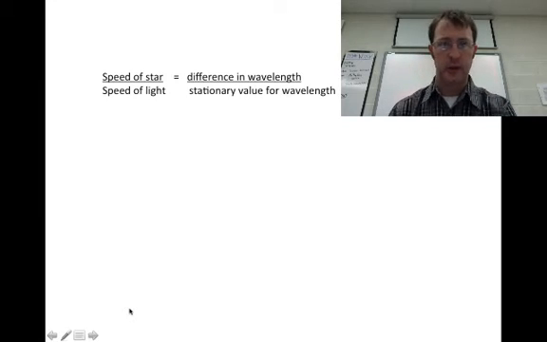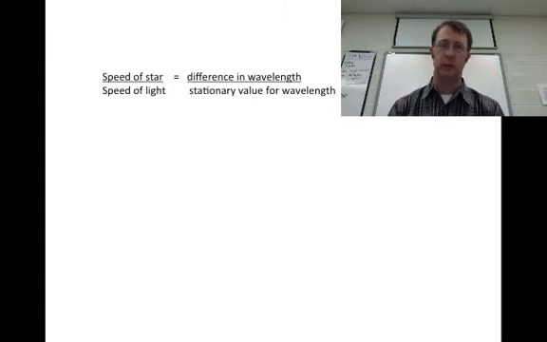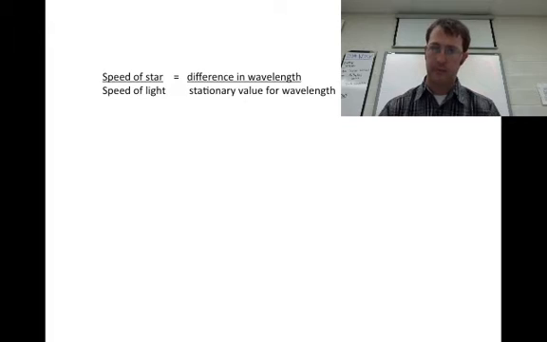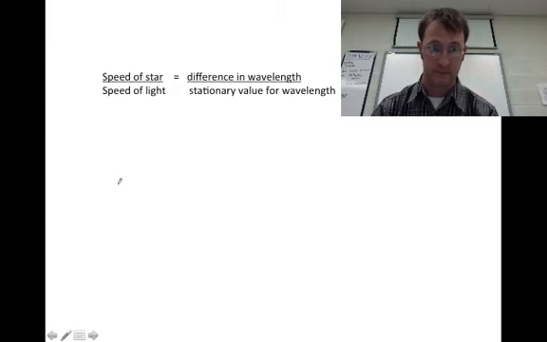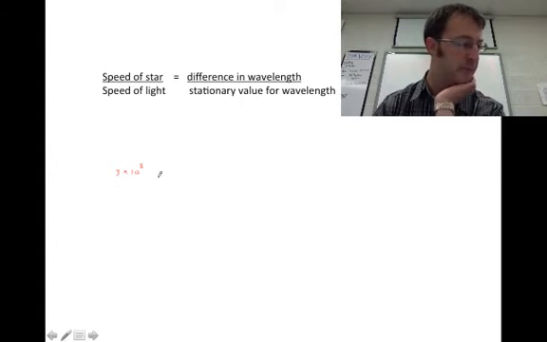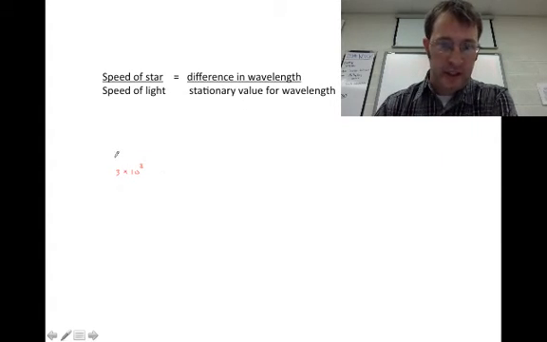Alright, so you are given this formula right here: speed of a star over speed of light is equal to the difference in the wavelength over the stationary value of the wavelength. And you're also given the speed of light to be 3 times 10 to the 8th power in meters per second. So I'm going to write that down here. So we have 3 times 10 to the 8th power. I'm not going to put the units right now. That's our speed of light.